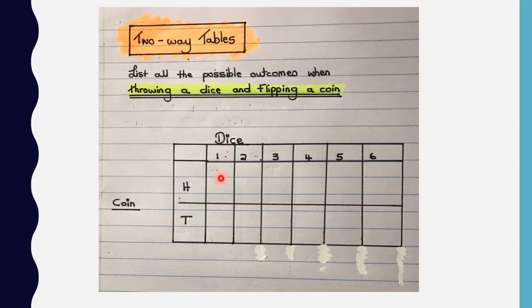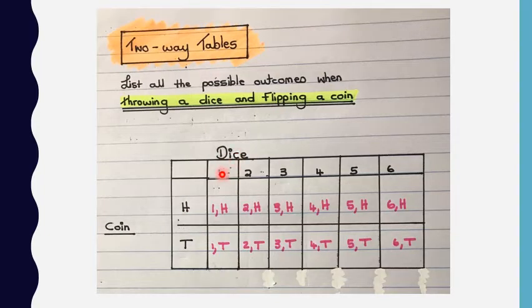So the dice came first, and then the heads. So it's going to be 1 heads, 2 heads, 3 heads, 4 heads, 5 heads, 6 heads. Same here. Start with a 1. 1 tail, 2 tail, 3 tail, 4 tail, 5 tail, 6 tail.